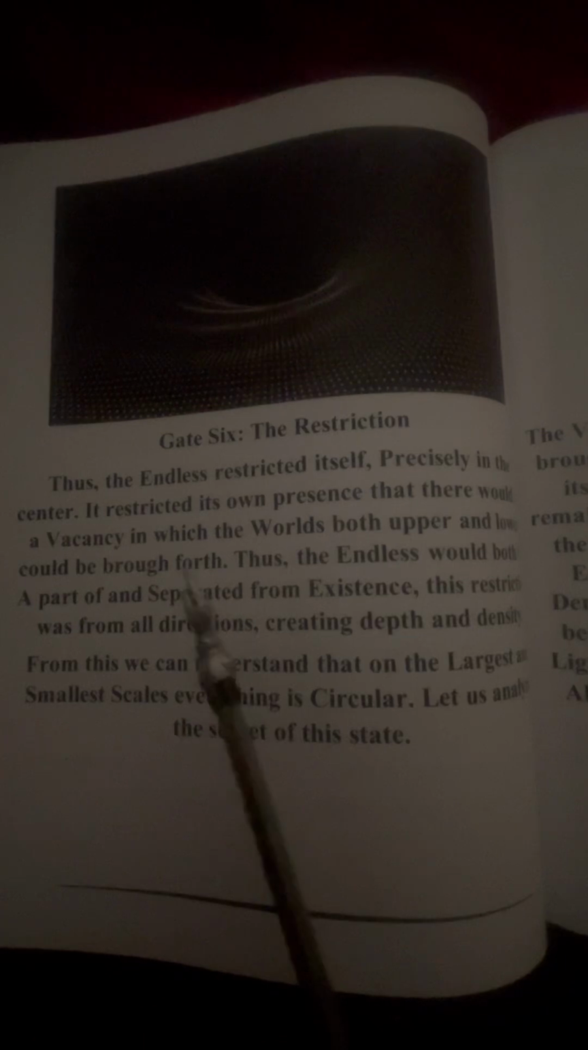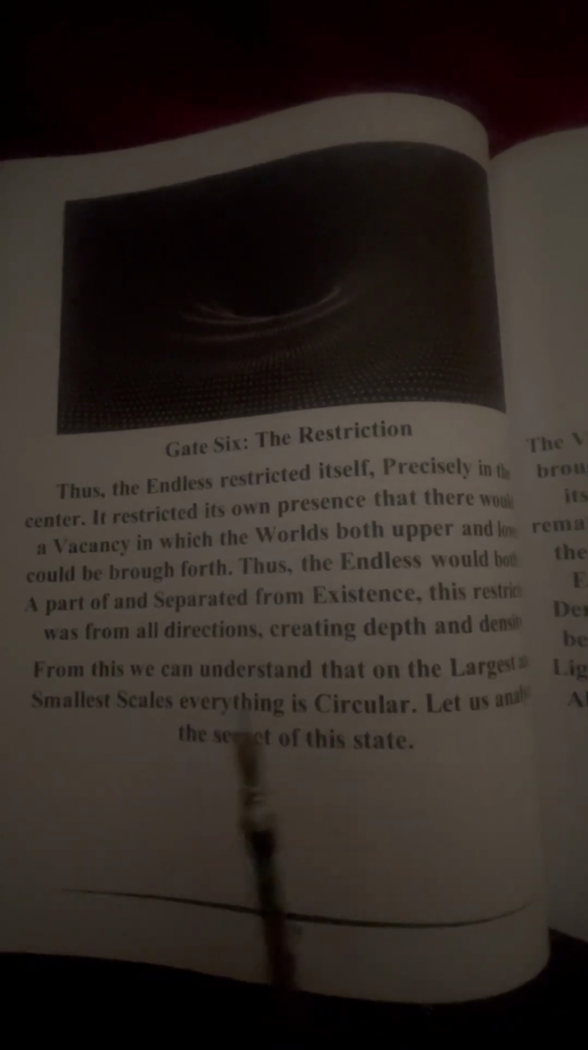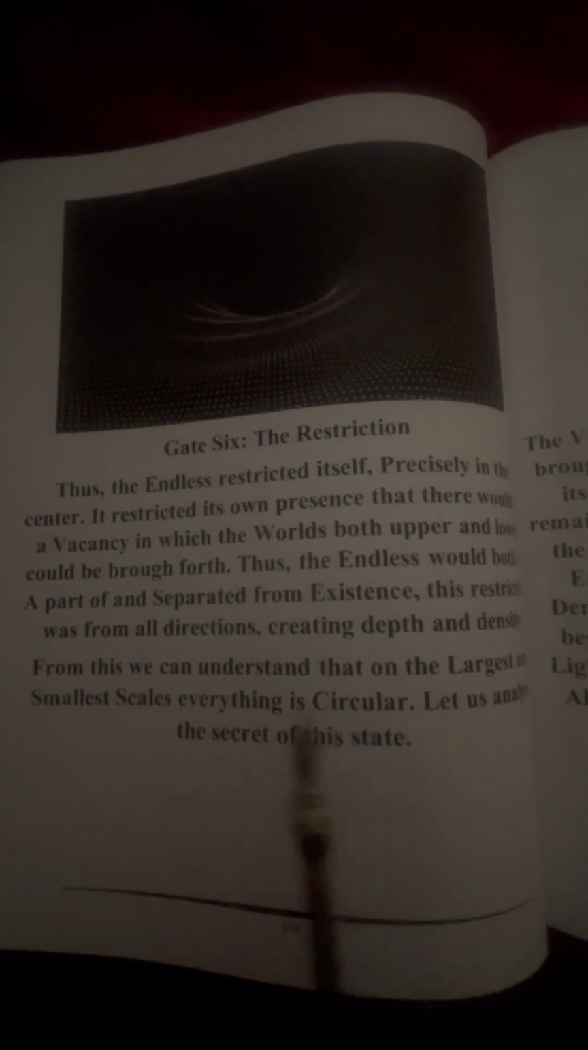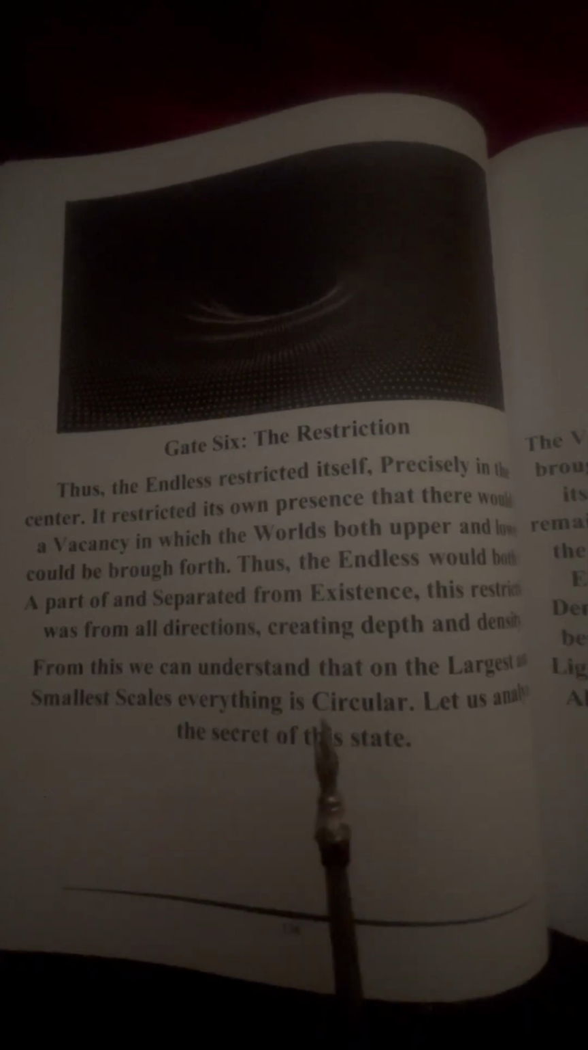Gate 6, the restriction. Thus the Endless restricted itself precisely in the center. It restricted its own presence, that there would be both a vacancy in which the worlds both upper and lower could be brought forth. Thus the Endless would both be a part of and separated from existence. This restriction was from all directions, creating depth and density. From this we can understand that on the largest and smallest scales, everything is circular.